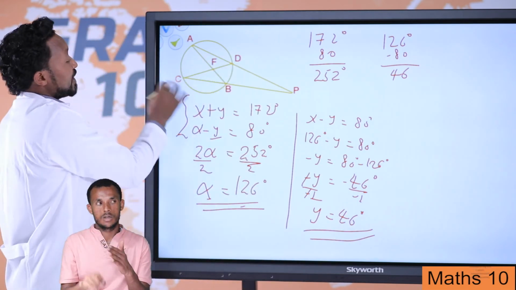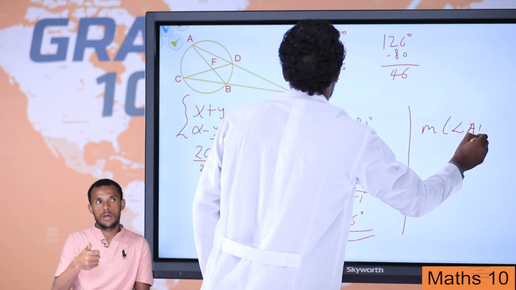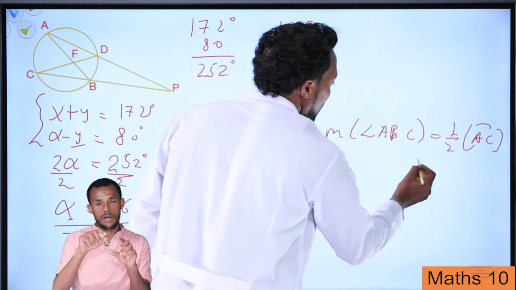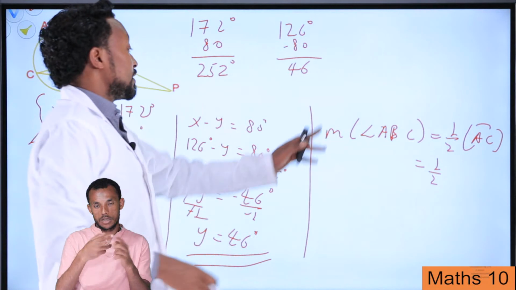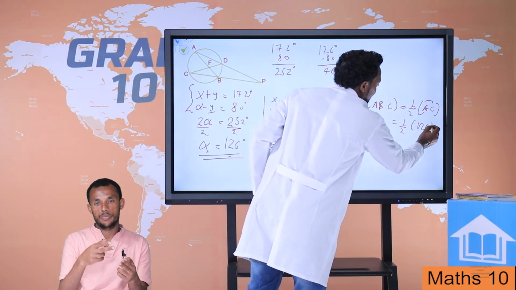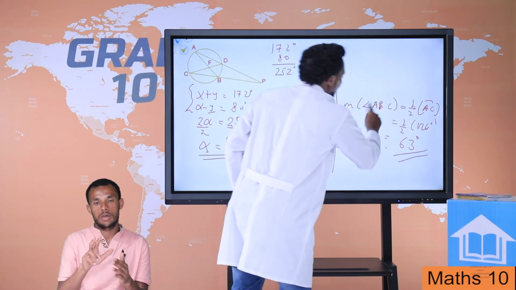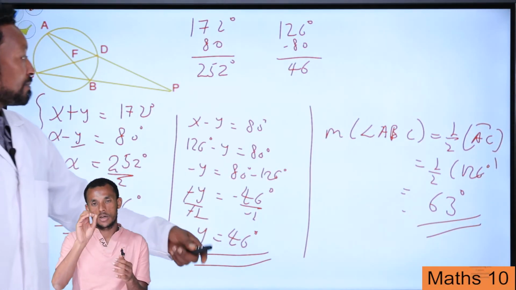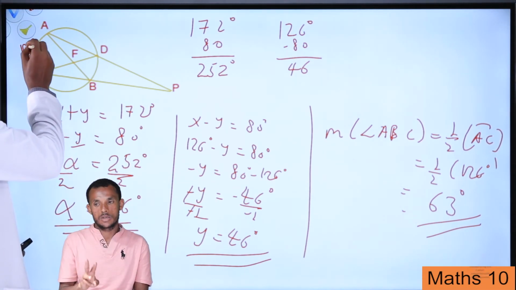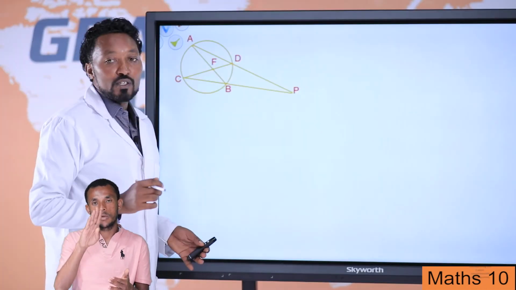This is the result. How to find the measure of angle ABC? The measure of angle ABC is half of the measure of the intercepted arc AC. Therefore, this means half of, which one is the intercepted arc here? The intercepted arc AC is found here, 126 degrees. Half of 126 gives 63 degrees. Therefore, the measure of angle ABC is 63 degrees, the measure of arc AC is 126 degrees, and arc BD is 46 degrees.